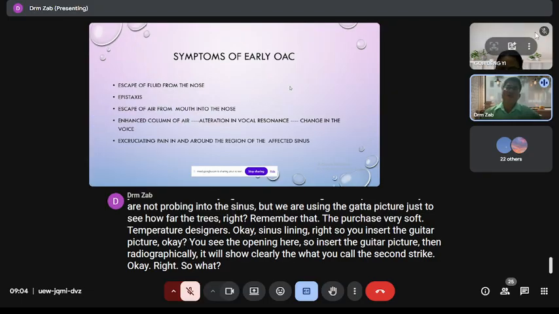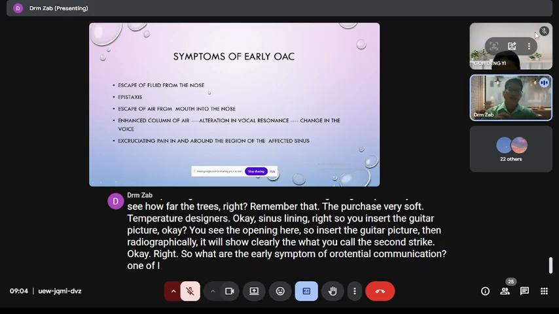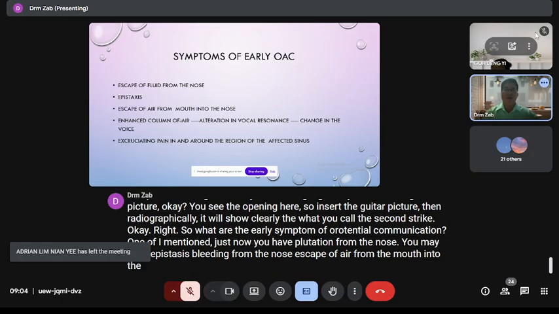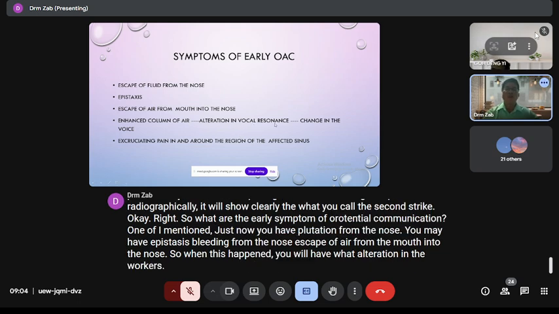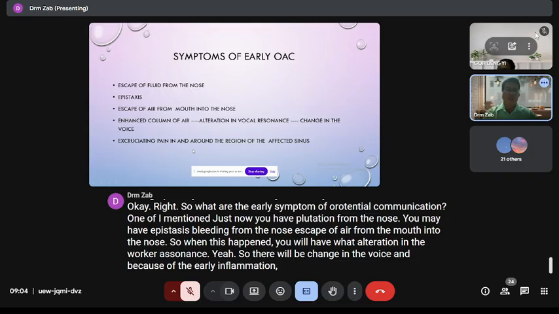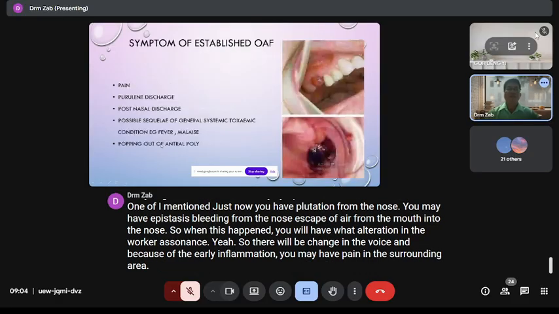So what are the early symptoms of oro-antral communication? Like I mentioned just now, you have fluid regurgitation from the nose. You may have epistaxis, bleeding from the nose, and escape of air from the mouth into the nose. When this happens, you will have alteration in the vocal resonance, so there will be a change in the voice. And because of the early inflammation, you may have pain in the surrounding area.